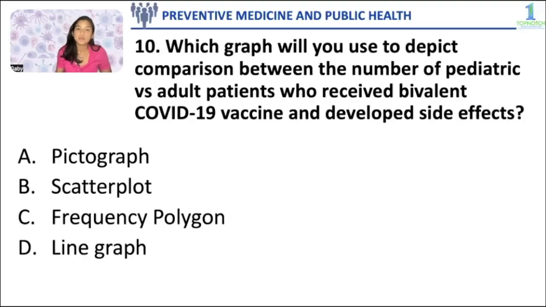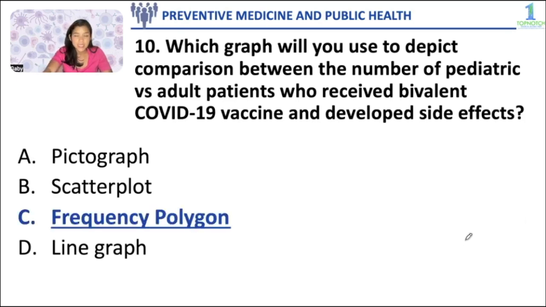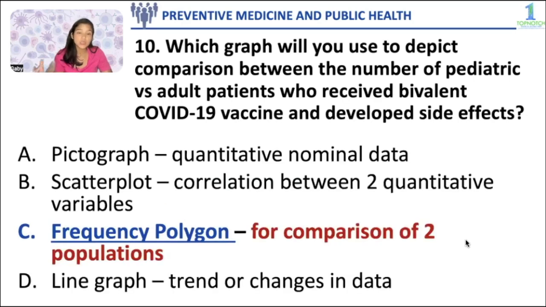Okay, so number 10, which graph will you use to depict comparisons between the number of pediatric versus adult patients who received bivalent COVID-19 vaccine and developed side effects? Is it A, a pictograph, B, a scatter plot, C, a frequency polygon, or D, a line graph? So the best answer here would be letter C. So a frequency polygon is used for comparison of two populations, like the adult versus pediatric population.